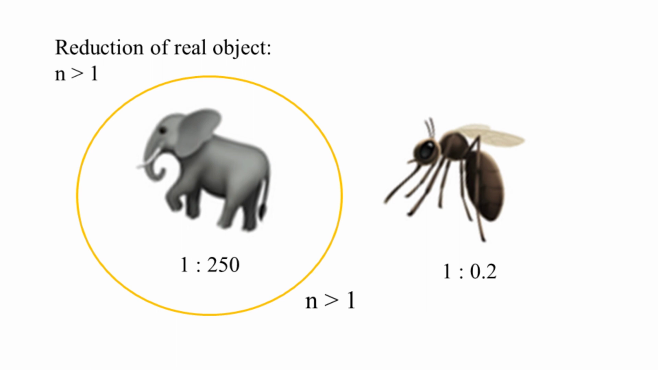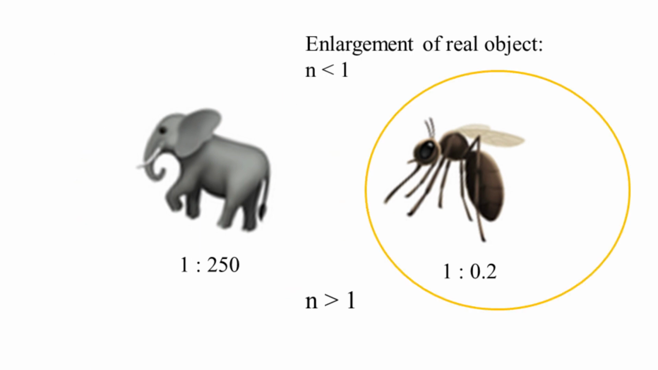Here, we can see that when n is greater than 1, the picture is a reduction of the real object. However, when n is smaller than 1, the picture is an enlargement of the real object. As the ratio has no units, 1 to 250 or 1 to 0.2 can be given with any units in length, as long as both terms in a ratio have the same unit. It can be 1 cm to 250 cm, 1 inch to 250 inches, or 1 millimeter to 250 millimeters, etc.